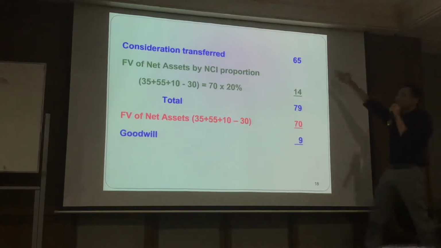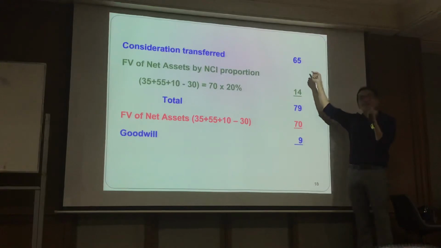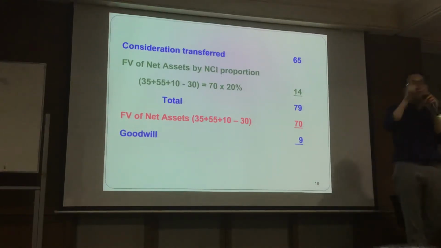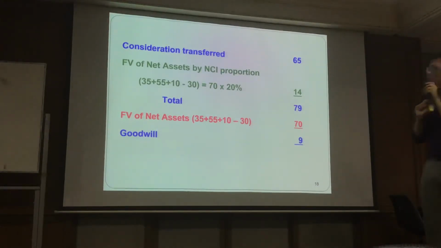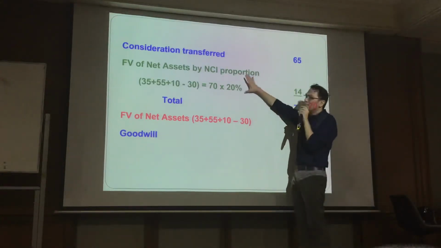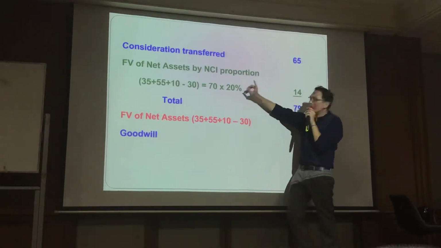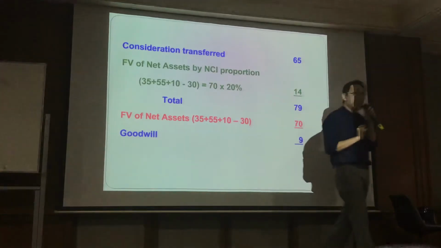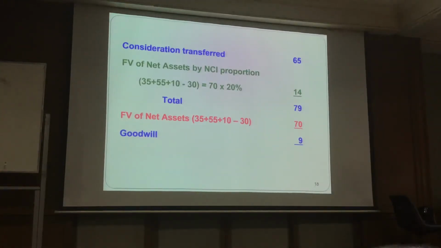Consideration transferred, 65. You pay 65 for how many percent? 80%. You have to find out this guy. How much is it for NCI? It means NCI is another 20%.